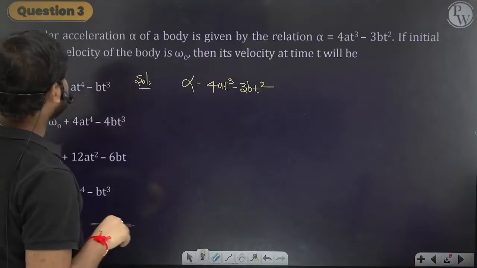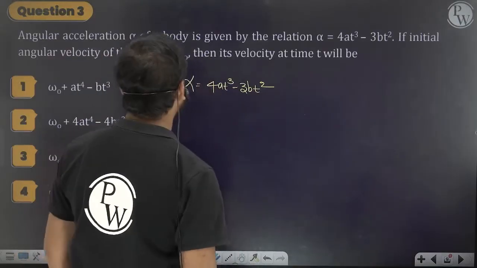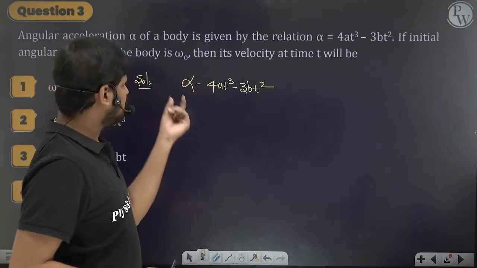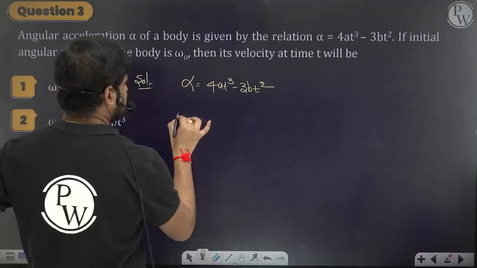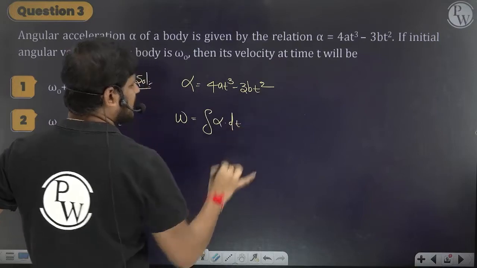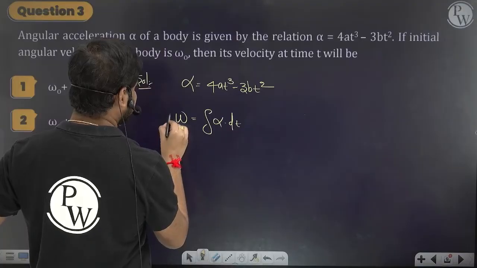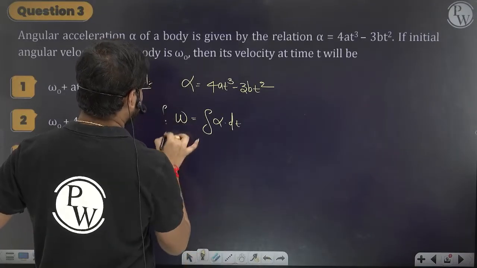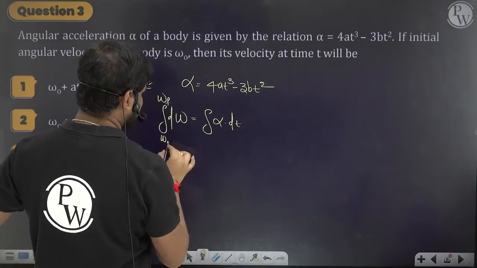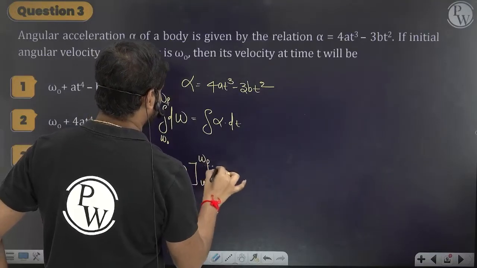If the initial angular velocity of the body is omega naught, then its angular velocity at time t will be, we need the final angular velocity. See, alpha is given. So we know that omega is the integration of alpha dt. The change in omega, d omega, goes from omega naught to omega final.